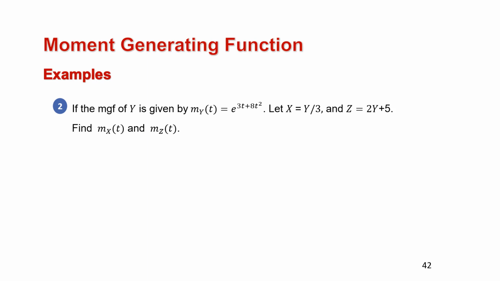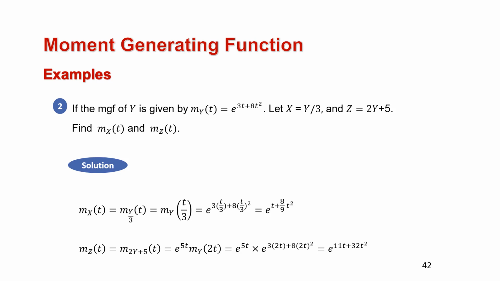Another example. I give you the moment generating function in this form. e to the power 3t plus 8t square. Let x equal y over 3 and z equal 2y plus 5. Find the moment generating function of x and z.